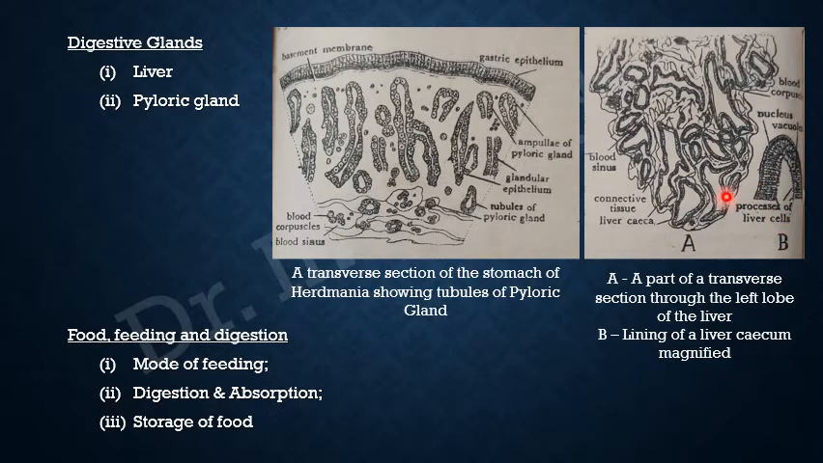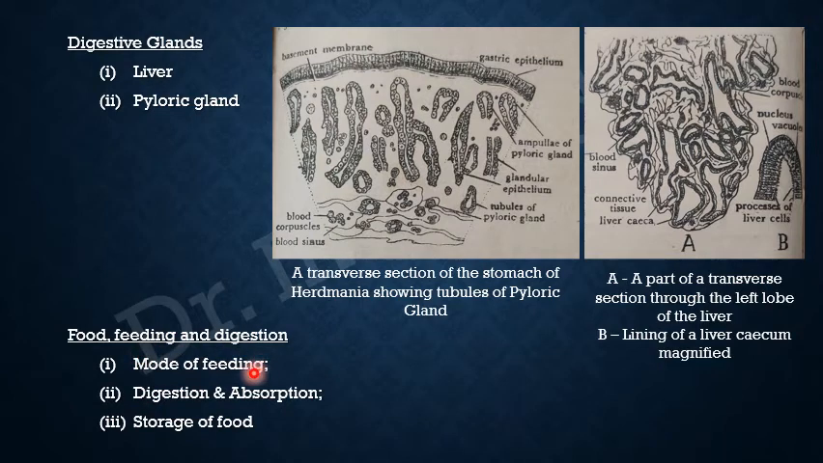So this is all about the histology of the liver. Next we come to the food, feeding and digestion. Now, what is the food of the animal? The food of Herdmania comprises microscopic marine animals and plants like algae, diatoms, infusorians, crustaceans, etc. This you already know, and it enters the body with the incurrent water which is entering from the branchial siphon. So let's come to the mode of feeding.